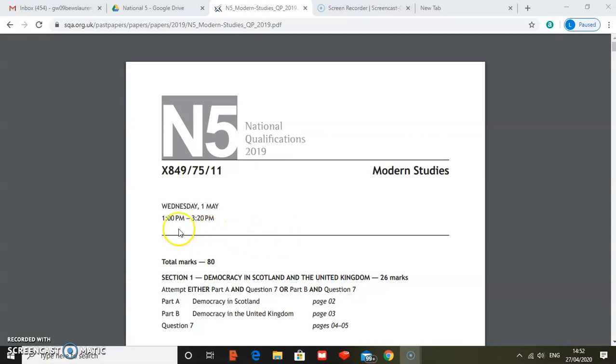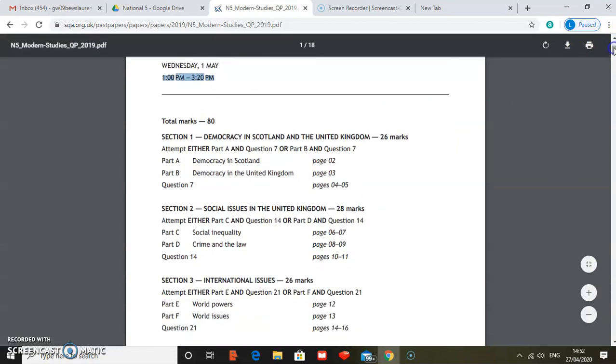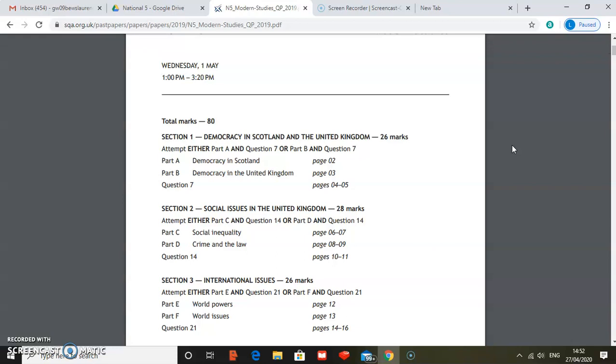Now, as you can see straight away, the exam is 2 hours and 20 minutes. That's roughly 45 minutes per section. As we look through it, there are 3 sections. There's one about democracy, there's one about social issues, and there's one about international issues. As you can see, there are 2 topics in each. However, we only do one in each. So there's a range of choices throughout Scotland.